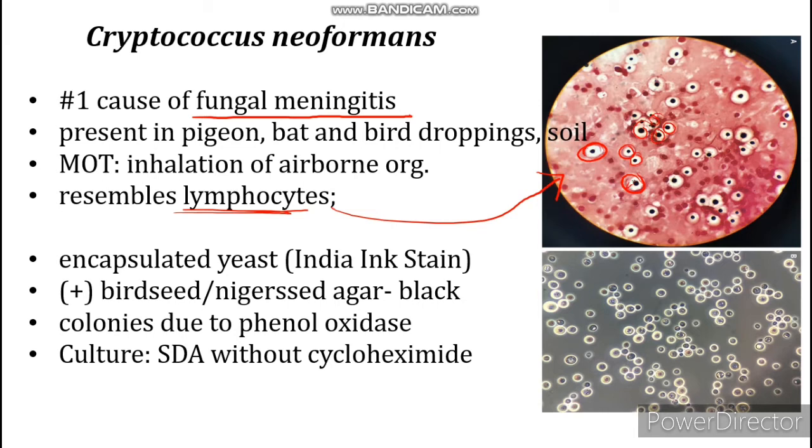Now, aside from that, para siyang merong white part, di ba? Bago yung dot mismo sa gitna, meron siyang white part. That is because of the capsule present in it. That is the encapsulated yeast. Makikita nyo lang yon through the stain of India ink. Ganito yung itsura niya kapag nilagyan ng India ink. And then, aside from that, it's also positive when placed in a bird seed or niger seed agar, wherein ang color niya is black colonies. And the colonies are black due to the formation of phenol oxidase. So, aside from that, pwede din siyang i-culture sa Sabouraud dextrose agar without cycloheximide.